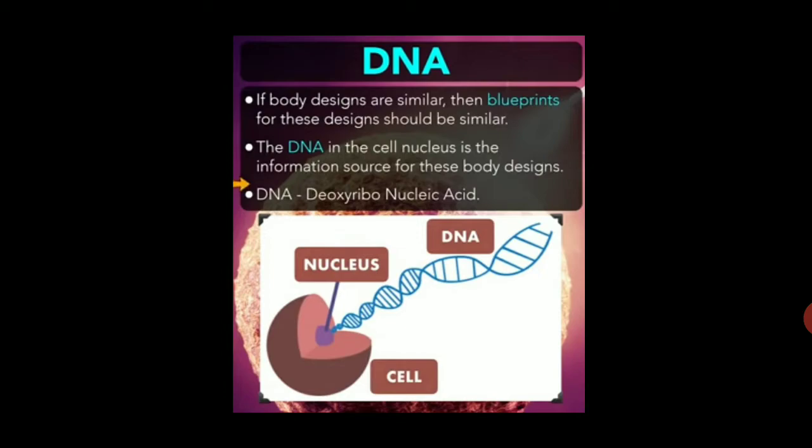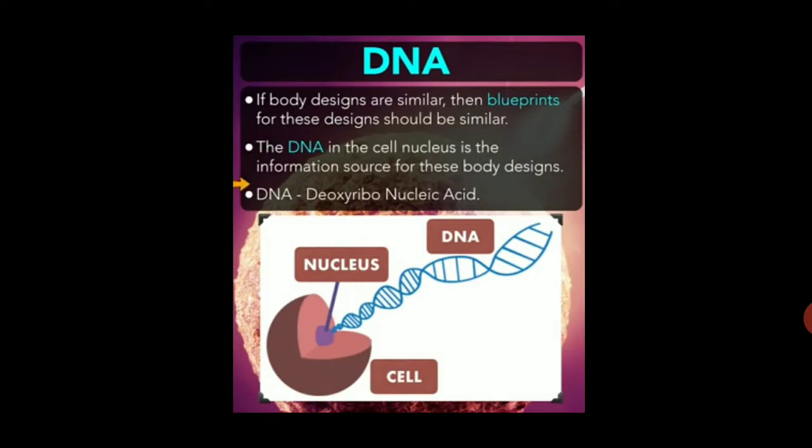Okay? DNA. If body designs are similar, then blueprints for these designs should be similar. The DNA in the cell nucleus is the information source for this body design. Here DNA means deoxyribonucleic acid. This DNA copies itself and the copied DNA forms the similar body design of the new organism.